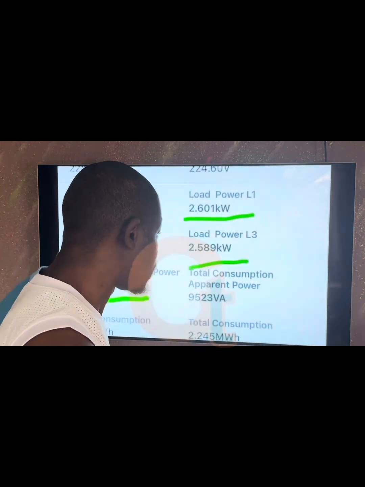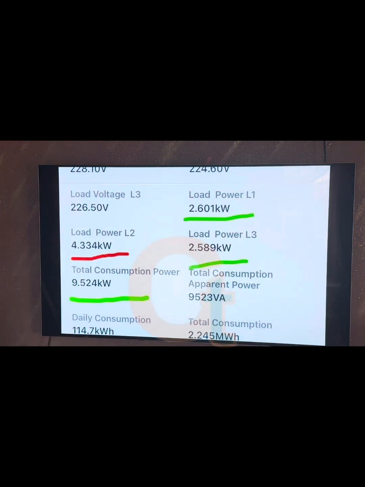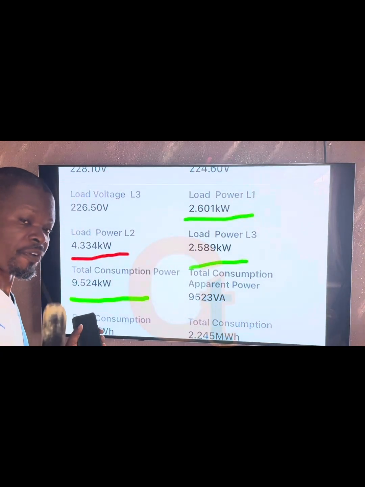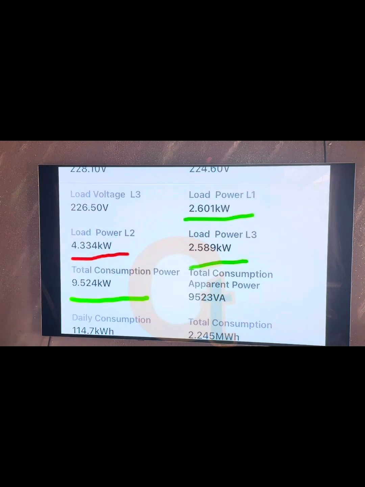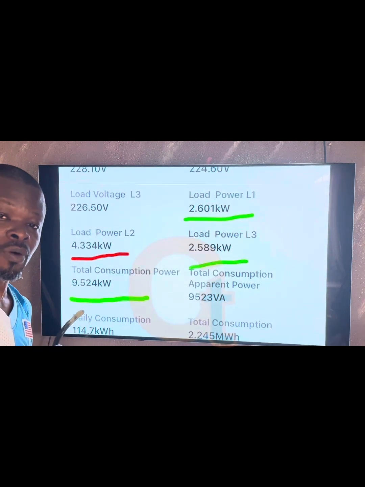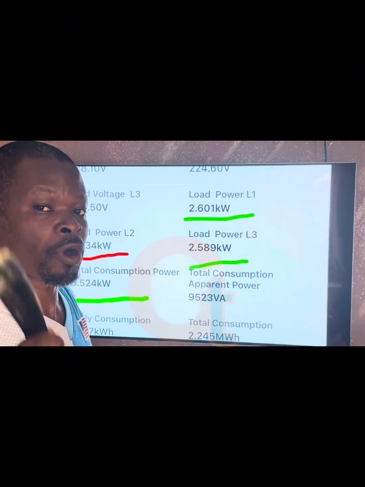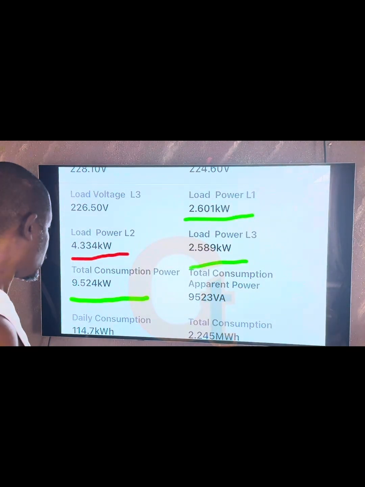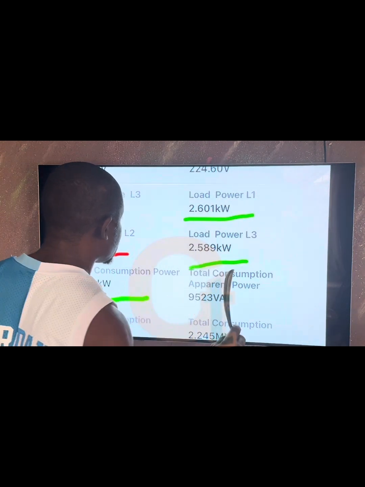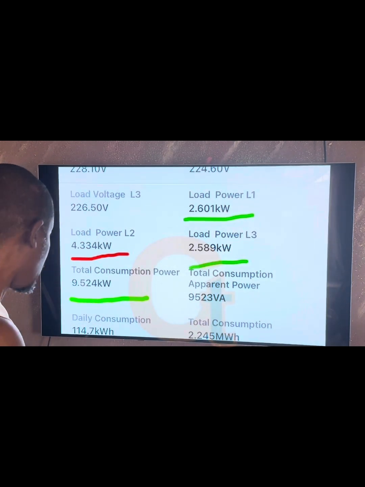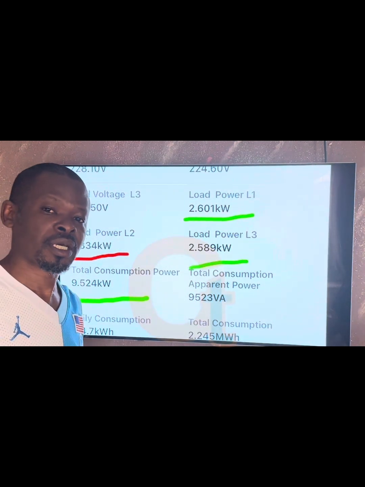For instance, on this one, if you look at it very well, you will see that line 1 is carrying 2.6, which is fine. Line 2 is carrying 4.03. And this inverter is 12 kilowatts, which means one third of it is 4 kilowatts. But line 2 is already carrying 4.3. Now line 3 is carrying 2.5, which is also fine. Now you check the total load it is carrying. The total load is 9.5, which is still okay for a 12 kilowatt inverter.